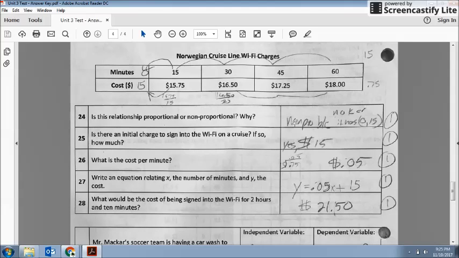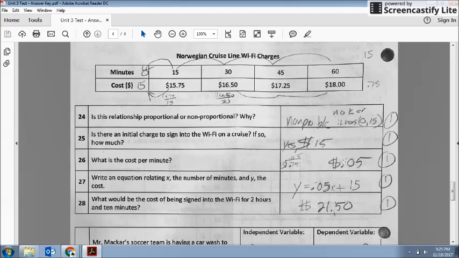So I said that it's non-proportional because, one, you have no k, or there is no 0, 0 through the origin. It's 0, 15. So 25 says, is there an initial charge? Well, yes, there's an initial charge because for 0 minutes, you get $15. So that's 25. 26 says, what's the cost per minute? To get the cost per minute, you do the pattern y divided by the pattern x. When you do 75 cents divided by 15, you get 5 cents. So it's 5 cents per minute.